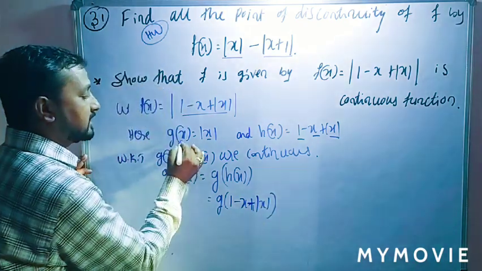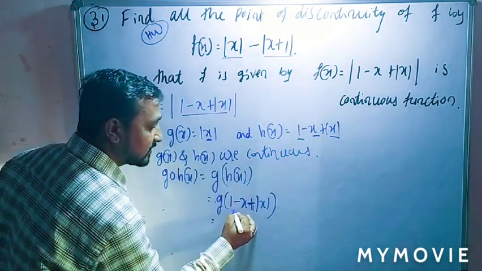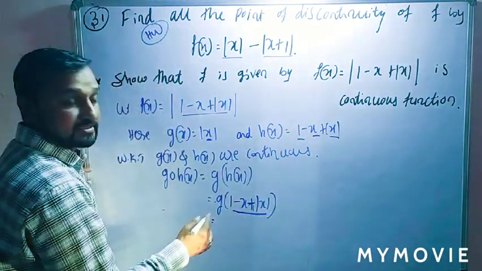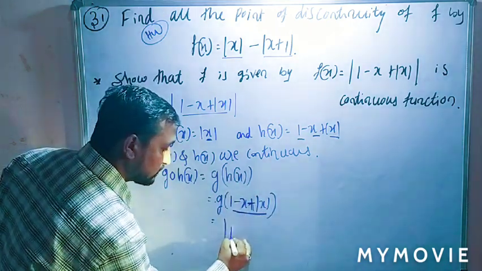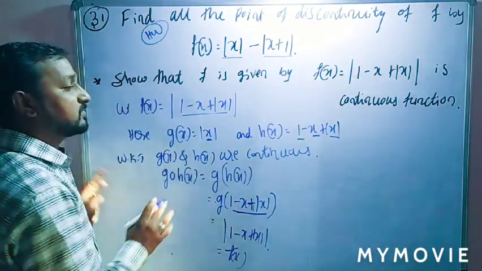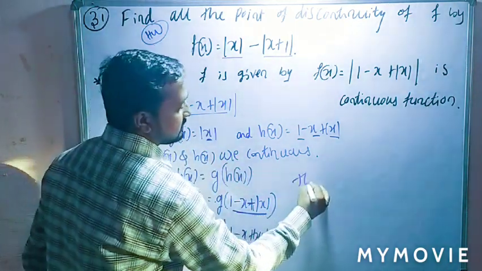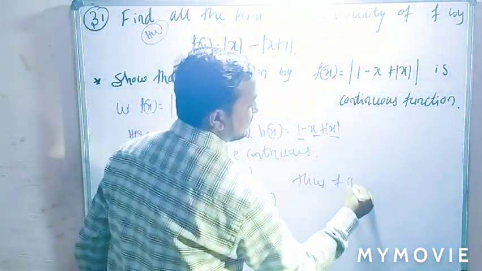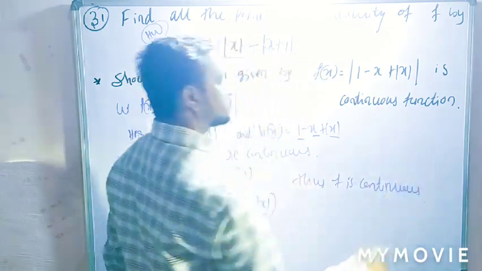So g of x is equal to mod of x. So g of this whole function should be taken as x. G of x equal to mod of x, and this is x. So mod of 1 minus x plus mod of x is your f of x. This is a composition of functions, and the composition of two functions is always continuous. Thus f is a continuous function.